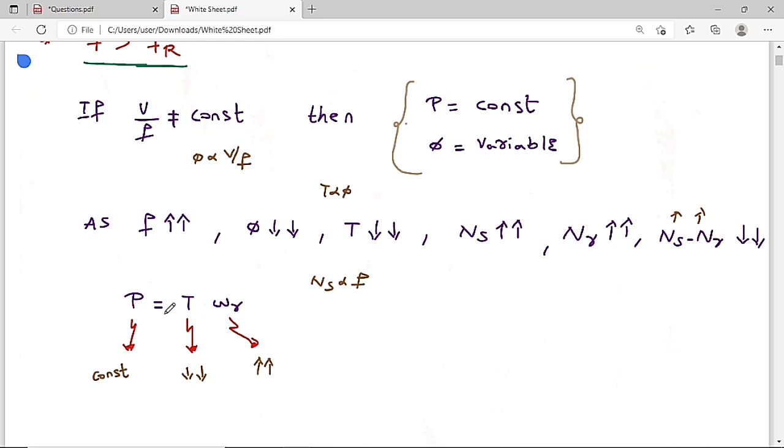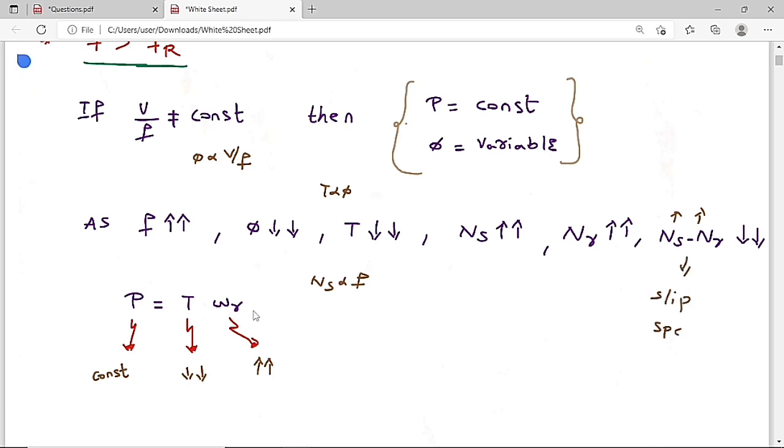So P is equal to T into omega r. P is the power, T is the torque, and omega r is the speed of the rotor in radians per second. So for above the rated frequency, power is constant and torque is reducing. If this is constant and that is decreasing, then this should be increased, and only then is the power constant. So omega r increases, which means Nr increases, so their difference Ns minus Nr will decrease.